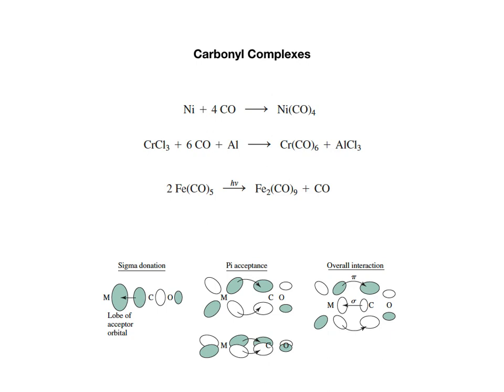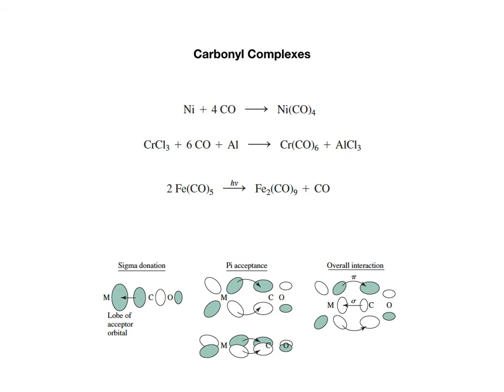For example, iron pentacarbonyl is a liquid at room temperature. It's very volatile actually. So in terms of bonding, carbonyl is a strong sigma donor and also a strong pi acceptor. So there are two kinds of interactions happening at the same time, shown on the bottom.